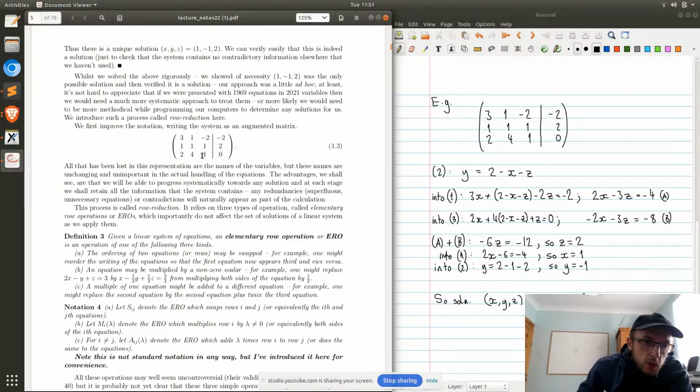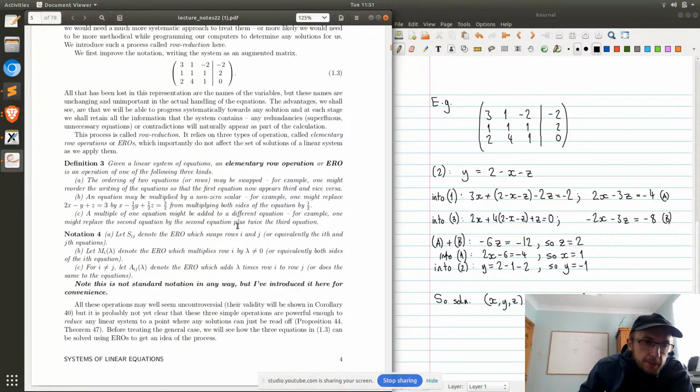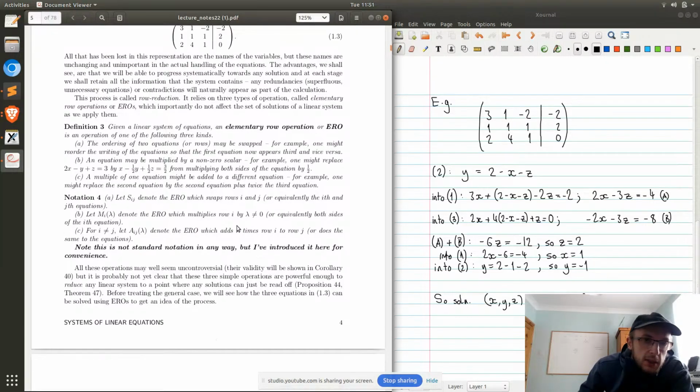The process is called row reduction. It relies on 3 types of operation called elementary row operations, EROs, which importantly do not affect the set of solutions of a linear system as we apply them. Okay, so given a linear system of equations, an elementary row operation, or ERO, is an operation of one of the following 3 kinds.